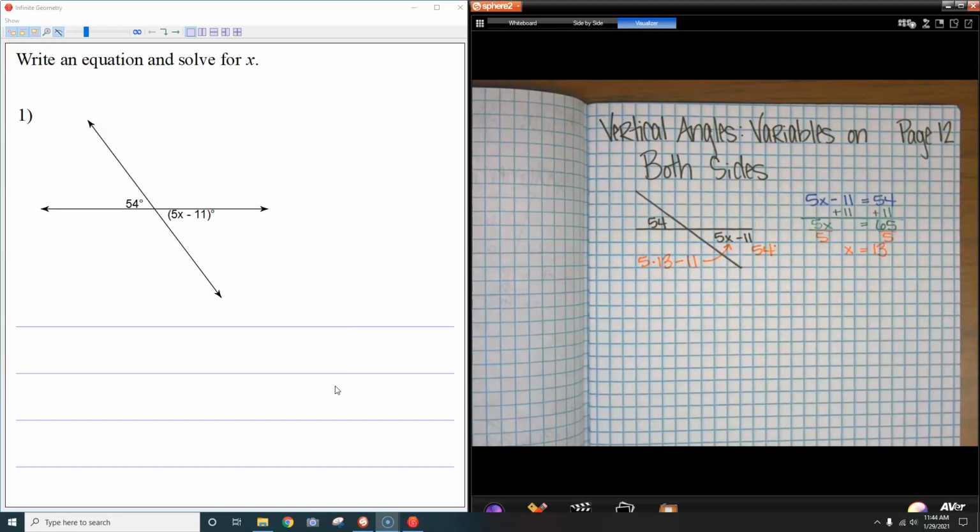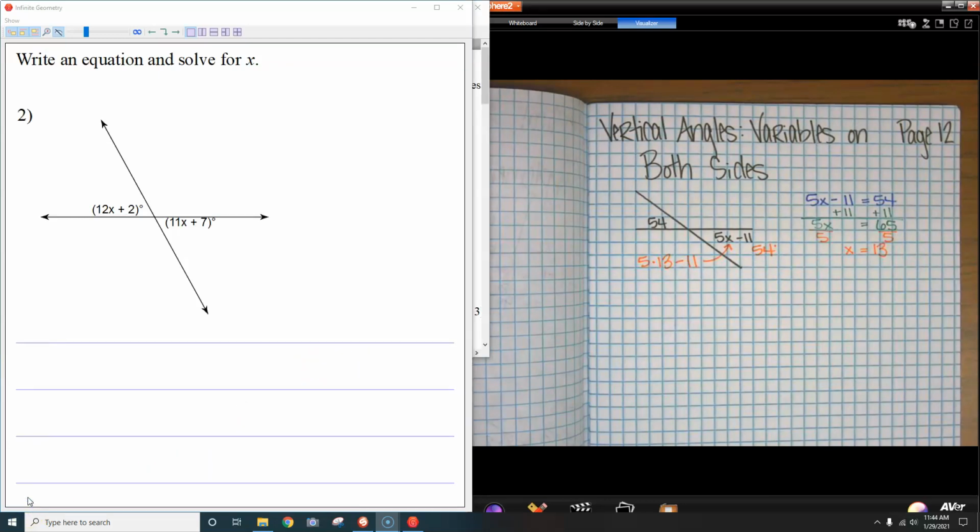So now we're going to extend it a little bit further. Our next example is still vertical angles, but as you can see here, instead of having a value in one of the vertical angles, we have two expressions again. Please copy this into your notes and be ready to solve it.